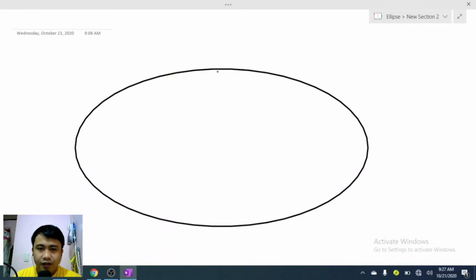Okay, i-define natin what is this ellipse. Now, so we can define ellipse using three things. And so una, using yung focus ng ellipse. Mayroong focus ang ellipse, pero hindi lang isa, hindi dalawa. Dalawang focus or foci. Kasi foci, the plural of focus is foci.